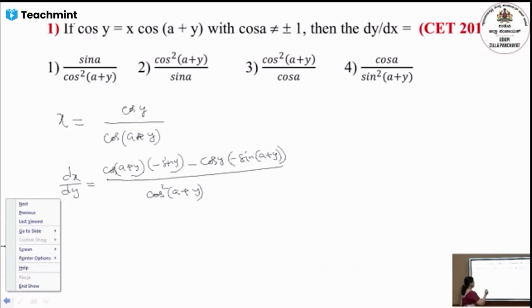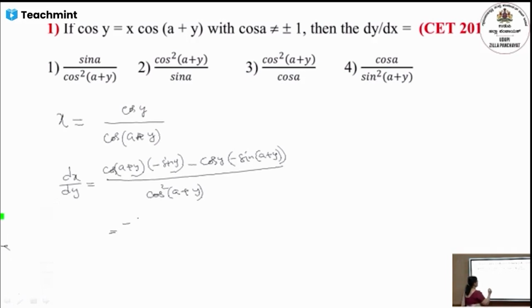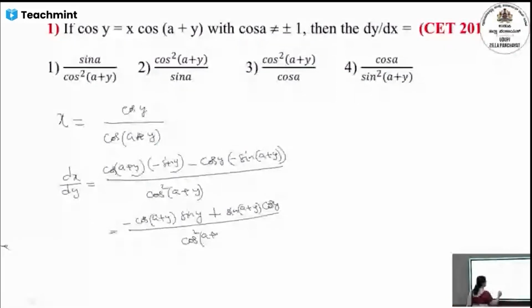Correct? So what will this be? This is minus cos of a plus y sin y plus sin of a plus y cos y, divided by cos square of a plus y. Now, is it of the form sin x cos y minus cos x sin y? Just look here: sin x cos y minus cos x sin y, which is what? Sin of x minus y, divided by cos squared of a plus y.